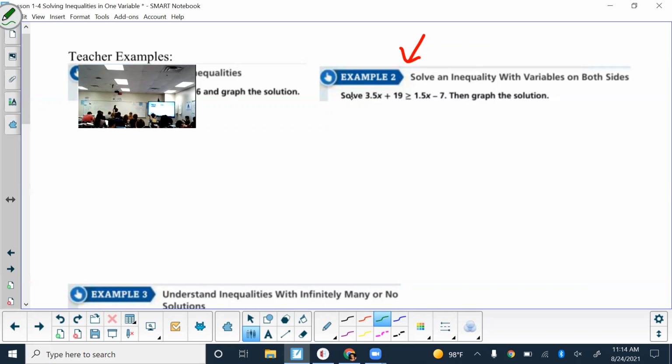So look at each side of your inequality symbol. On the left side, do I have any like terms that I need to combine? Not on the left side. What about on the right side? No, the terms are already combined, so we're good there.